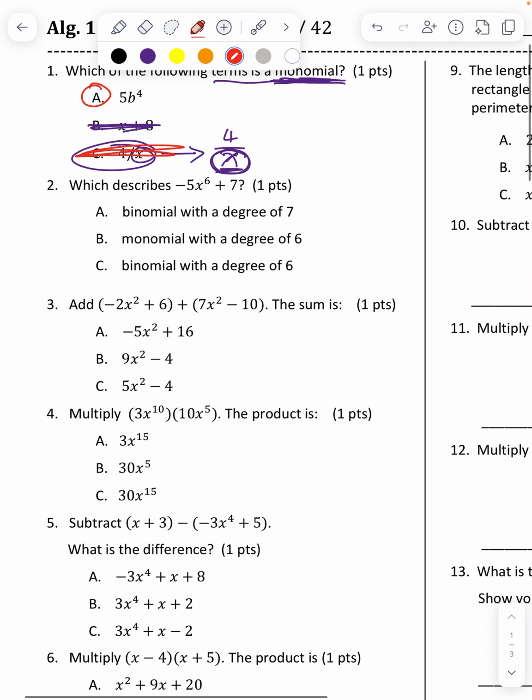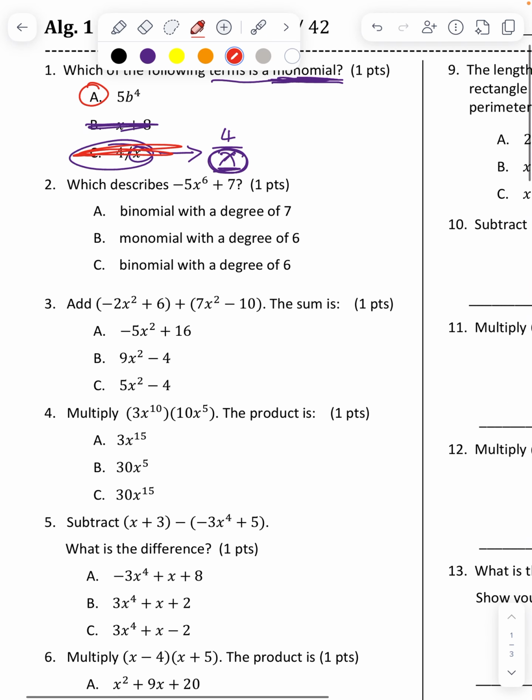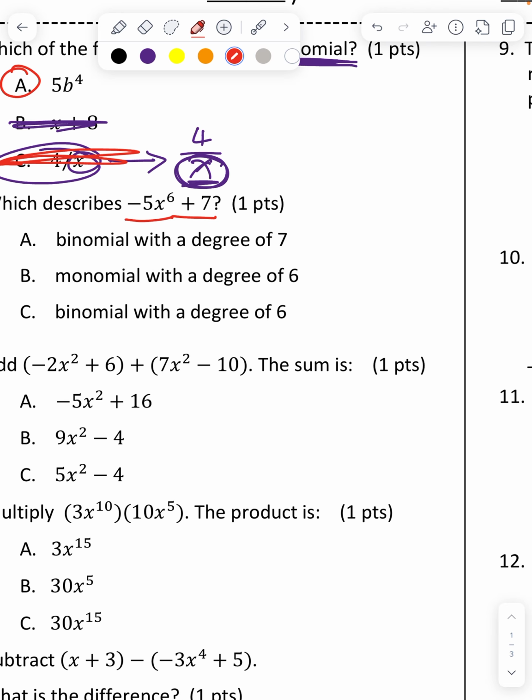Okay, second one, which describes negative 5x raised to the power of 6 add 7. We have two terms, right? So it's a binomial. It's not a monomial, so we have to cross this out first. What is the degree?